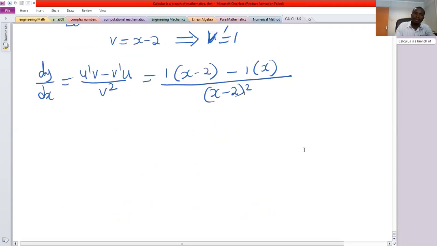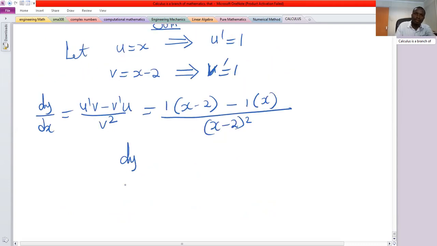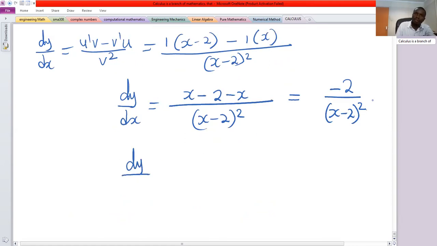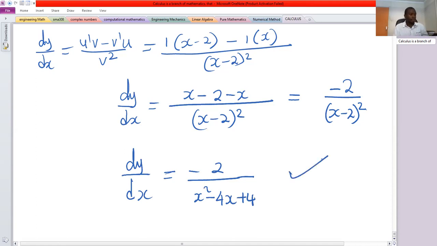Now you simplify this expression. So dy/dx will be x minus 2 minus x over (x minus 2) squared, which is minus 2 over (x minus 2) power 2. Or you can say dy/dx, these are simple expressions to expand, minus 2 over x squared minus 4x plus 4. So this is the solution.